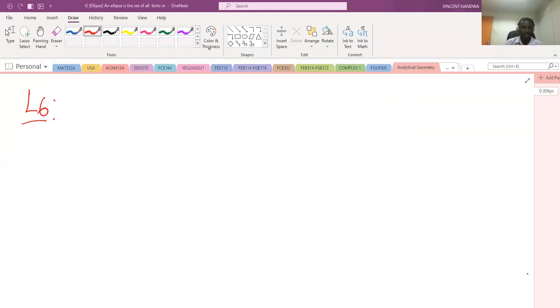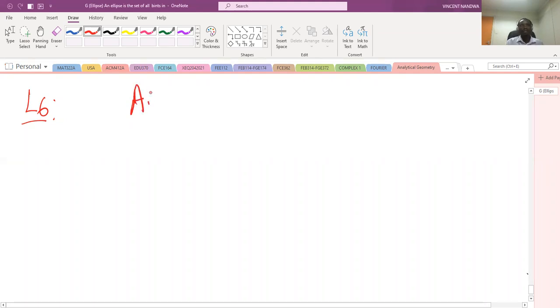So welcome to this class. In this session, we are going to do the analysis of a horizontal ellipse whose center is shifted away from the origin to a point (h, k). So that now we know how to determine the equation of that ellipse, and then the length of the major axis, length of the minor axis, length of the latus rectum, and such things related to an ellipse.